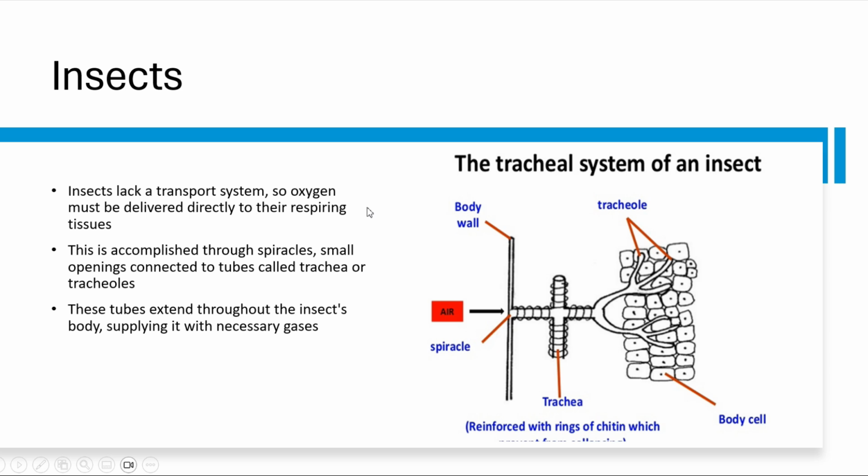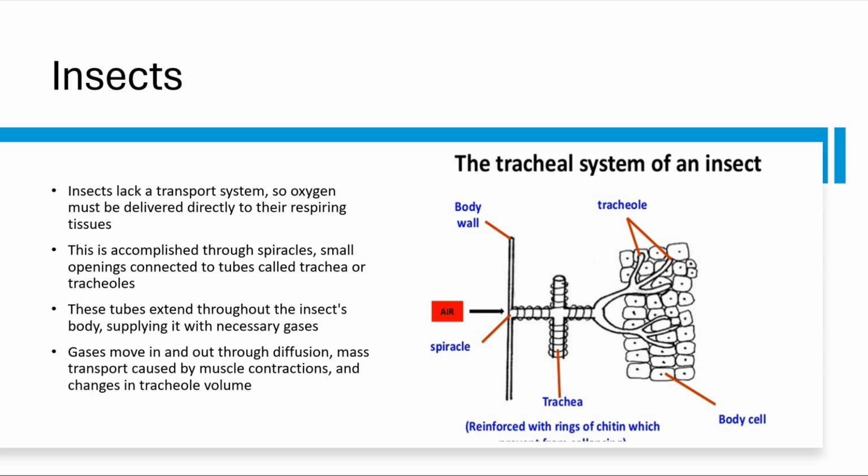These tubes extend throughout the insect's body, supplying it with necessary gases. Gases move in and out through diffusion, and mass transport caused by muscle contractions and changes in tracheal volume. So what the insect can do is scrunch up and move its body in a certain way to basically force air into itself.